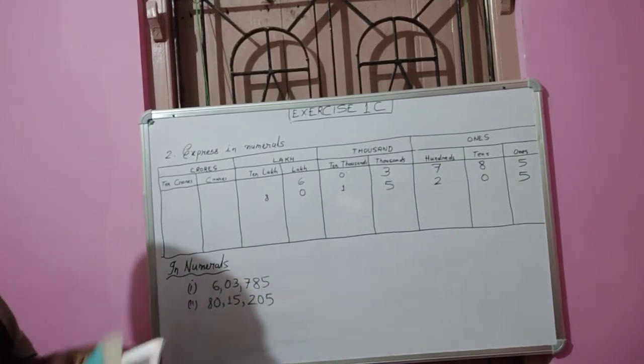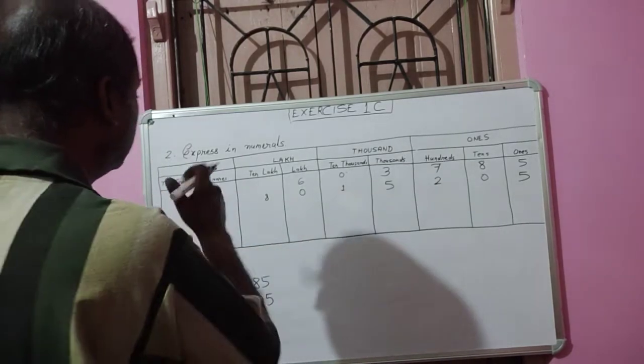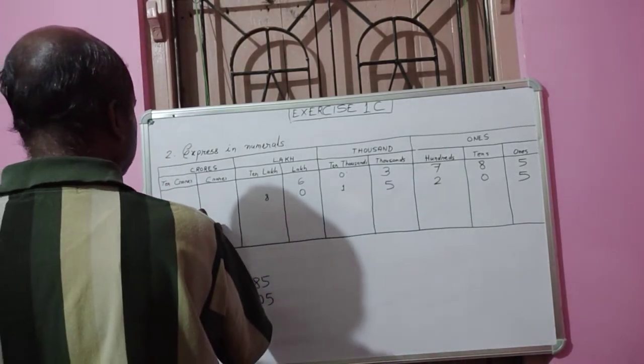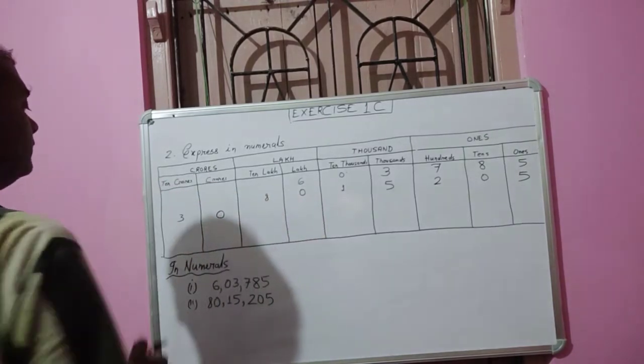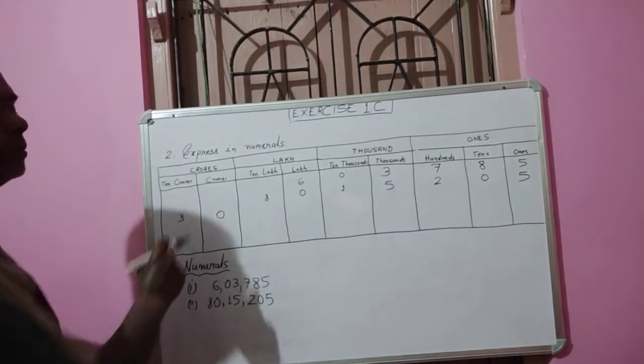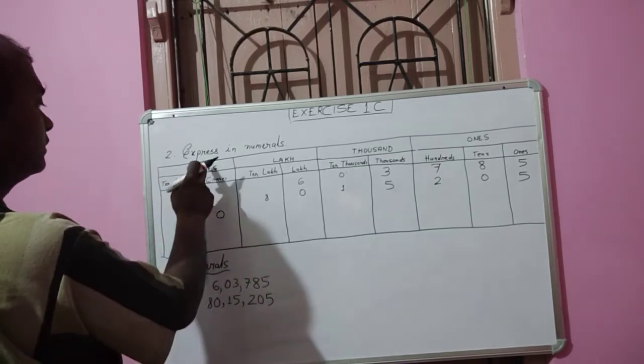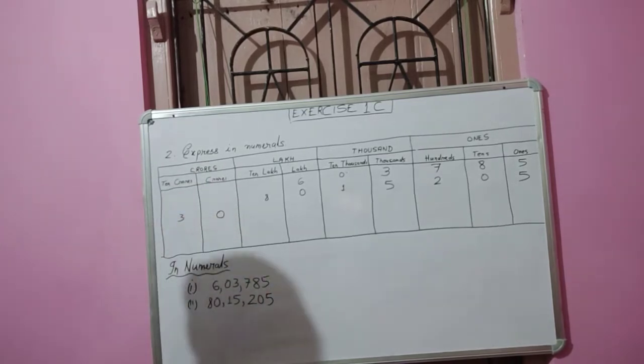Third number, 30 crore. Now you have crore. In the crore group you have 30. So let's write 30 under crore. This 3 will be under 10 crore. And 0 will be there in the crores house. In the crores house, 30 will be there.